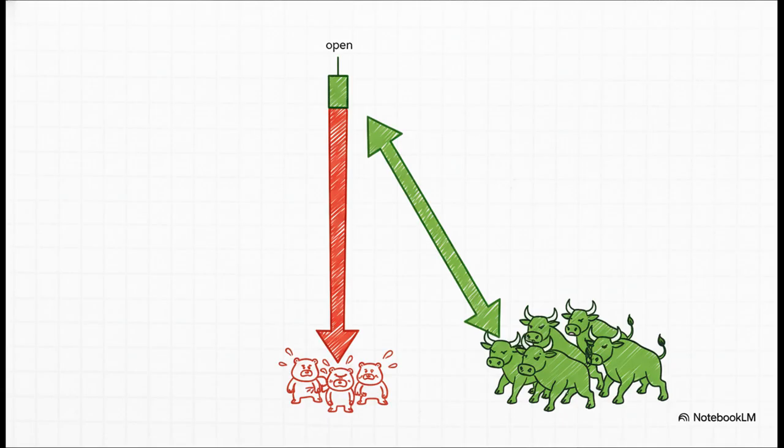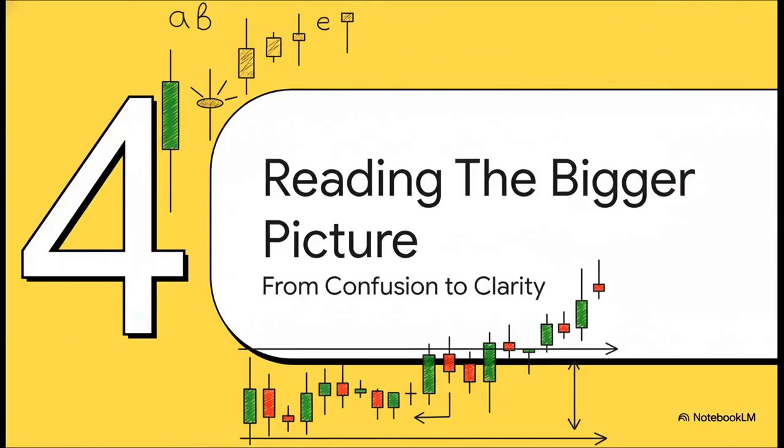But then, suddenly, something changes. Buyers see the low price as a bargain, and they storm back into the market, pushing the price all the way back up to close near where it opened. It's this incredible comeback story, and it suggests the sellers are finally exhausted, and the bulls might be getting ready to take over. Okay, so we've learned the alphabet, the parts of a candle, and we've learned a few key words, simple patterns like the marubozu, the spinning top, and the hammer.